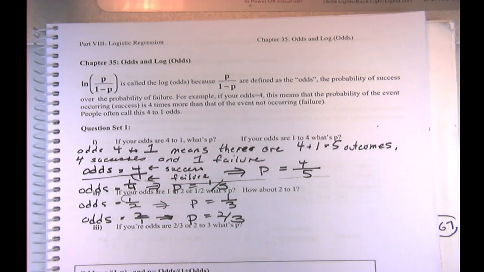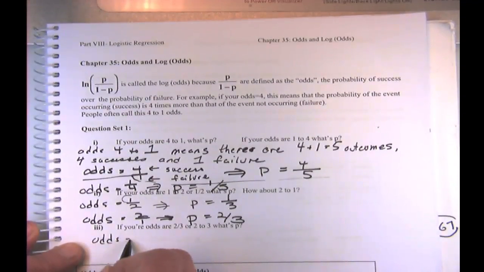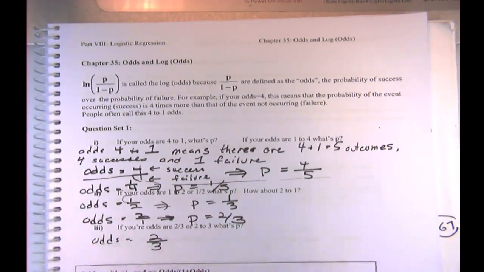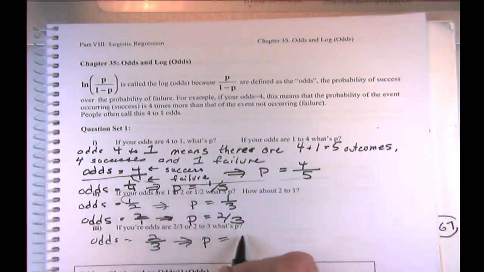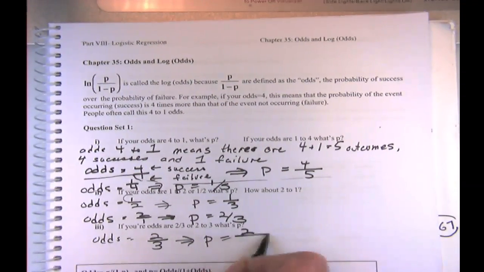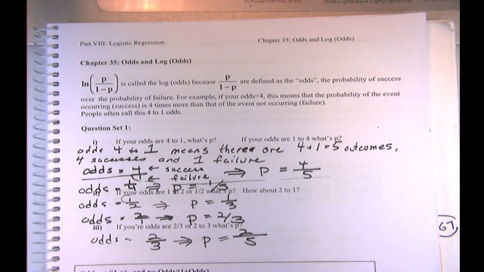You add the numerator and denominator, that's your total, and then your probability is just the numerator over that. Okay, so if your odds are 2 to 3, then your probability is success over the total, so it's 2/5. You got it? Good. I see lots of nods.